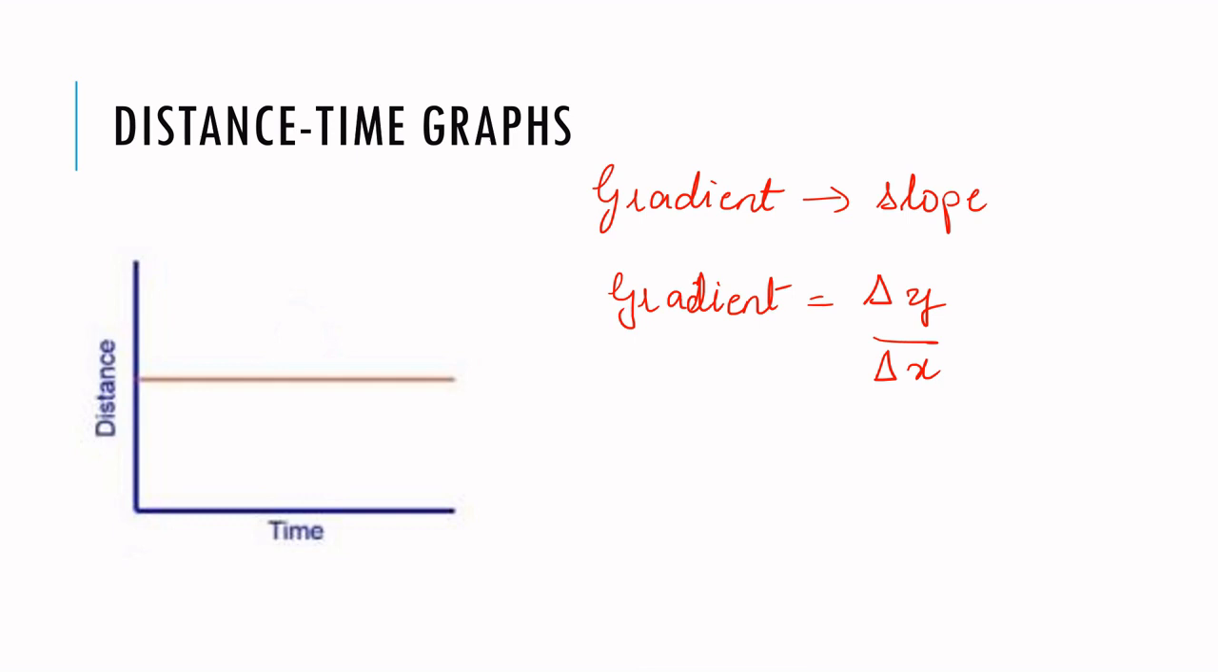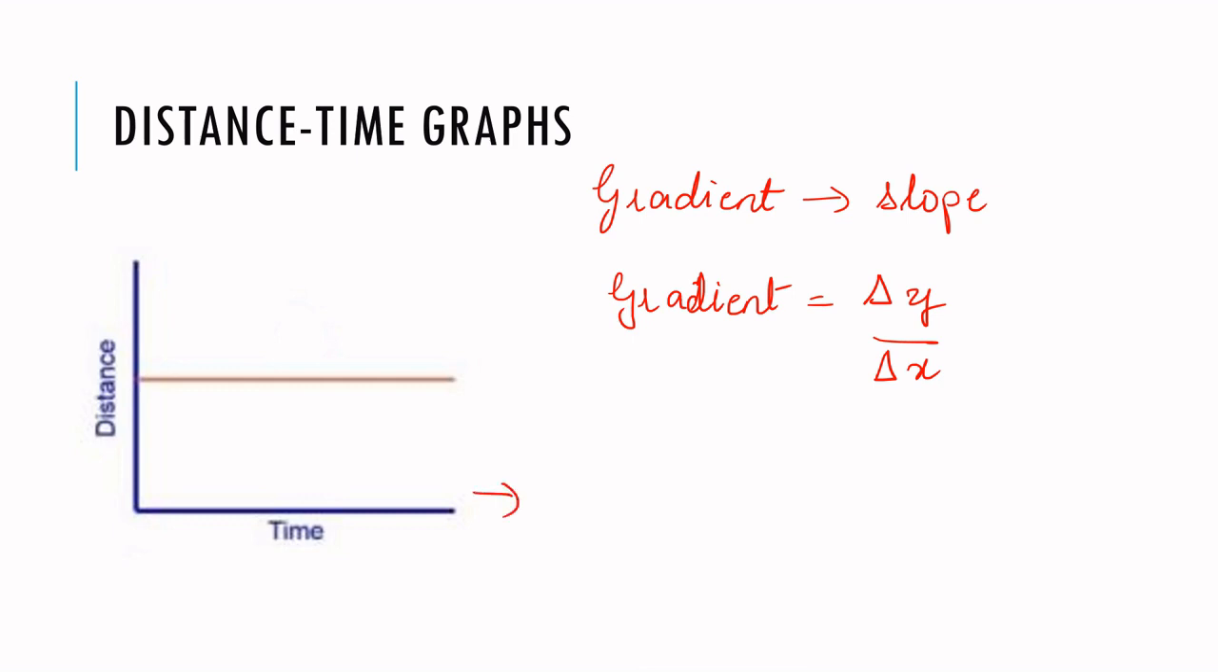Alright, let us look at the graph on the screen. We have the distance on the y-axis and the time on the x-axis. Here, the line is horizontal. There is no change in the y value, that is the value of distance, and only the x value is increasing. Therefore, the graph isn't sloping. It is a horizontal line. This means that the gradient is 0, denoting that the object is stationary.